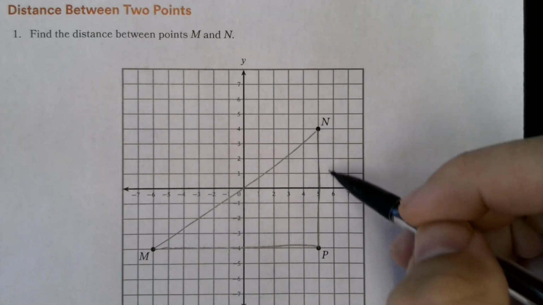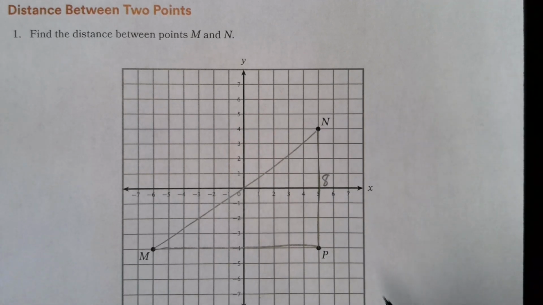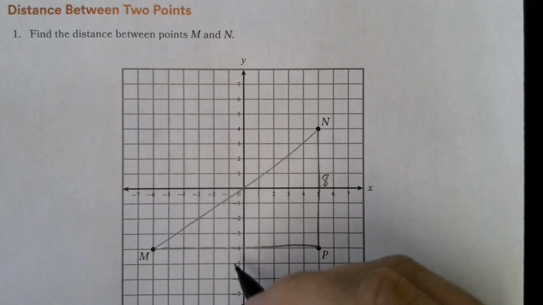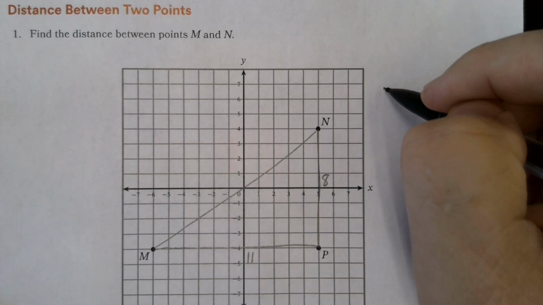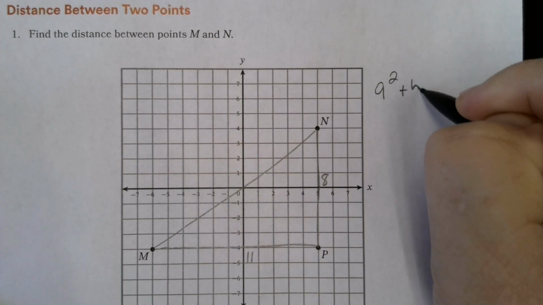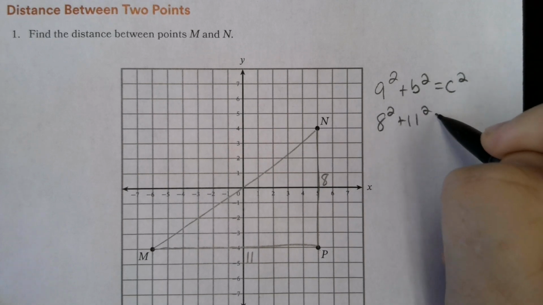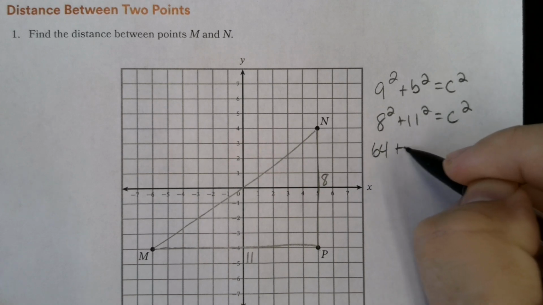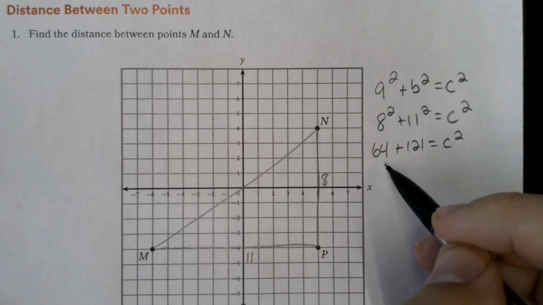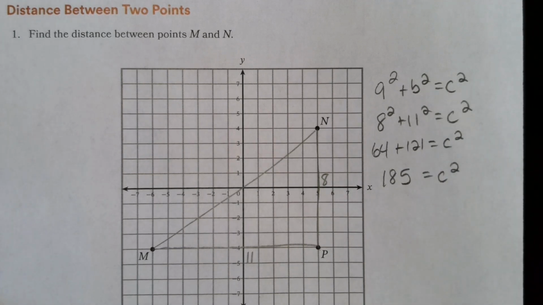Okay, so from N to P, this leg right here, going from 4 to -4, is 8 units. From M to P, going from -6 to 5, is 11 units. Now that we know the two legs of the right triangle, we can use the Pythagorean theorem to solve. I know that my legs are 8 and 11. When I square these, I get 64 and 121. By adding these two together, I get an answer of 185.